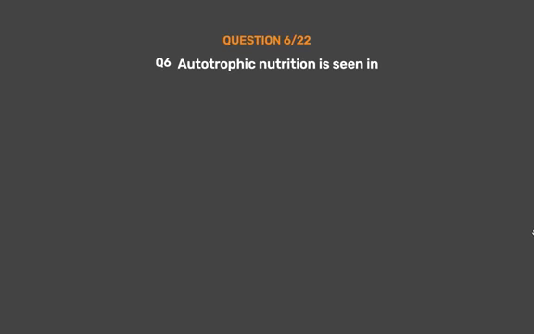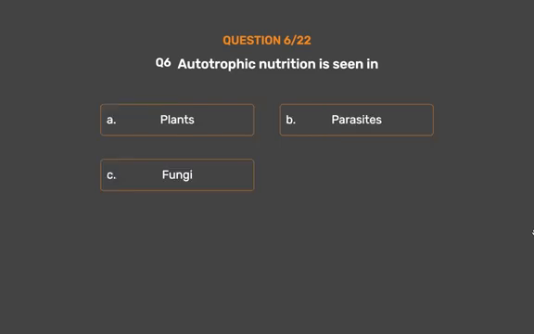Question number 6. Autotrophic nutrition is seen in Option A. Plants. Option B. Parasites. Option C. Fungi. Option D. Human beings.